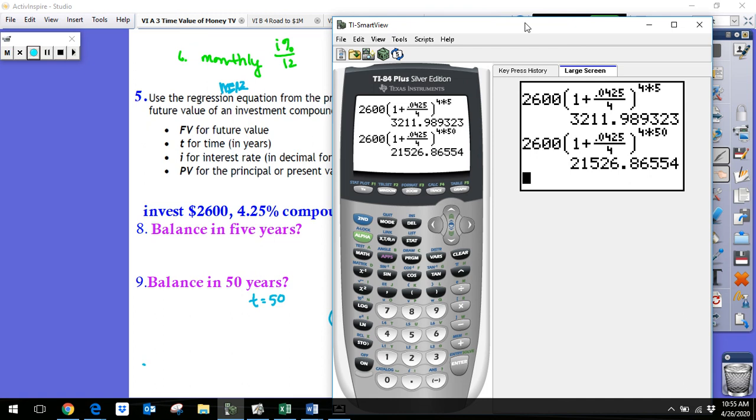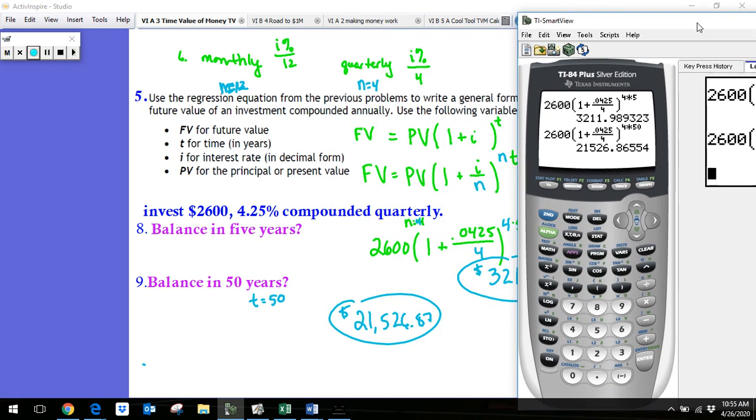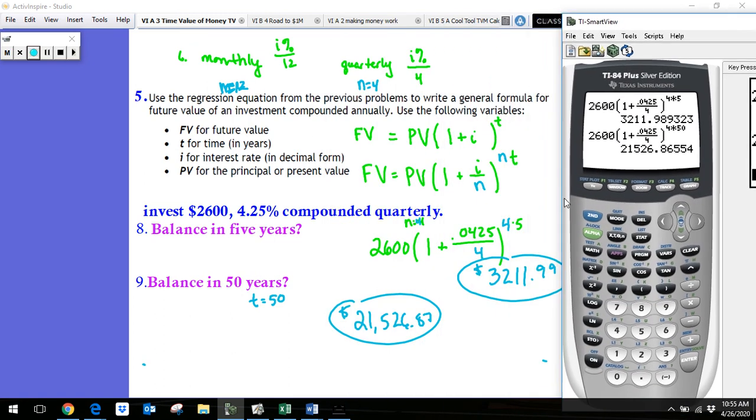So in questions 8 and 9, they're asking what your money has grown to. So right here you see the answer for 5 years, and then this is changing the year to be a 50 for number 9, and this is 21,526.87. So both those are rounded to the pennies.